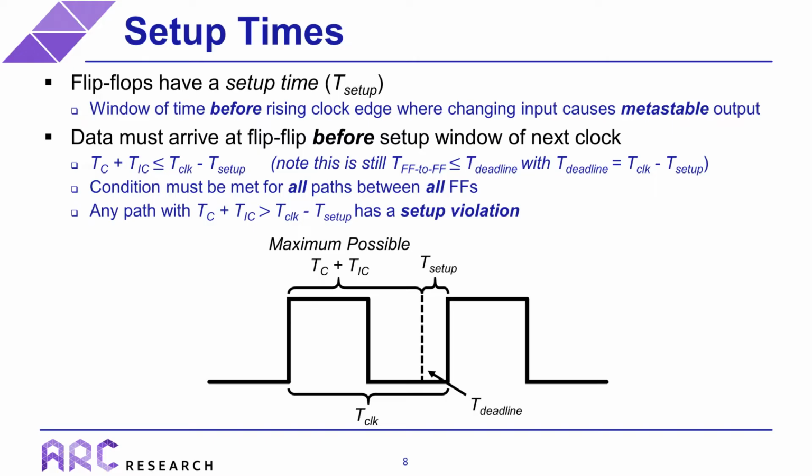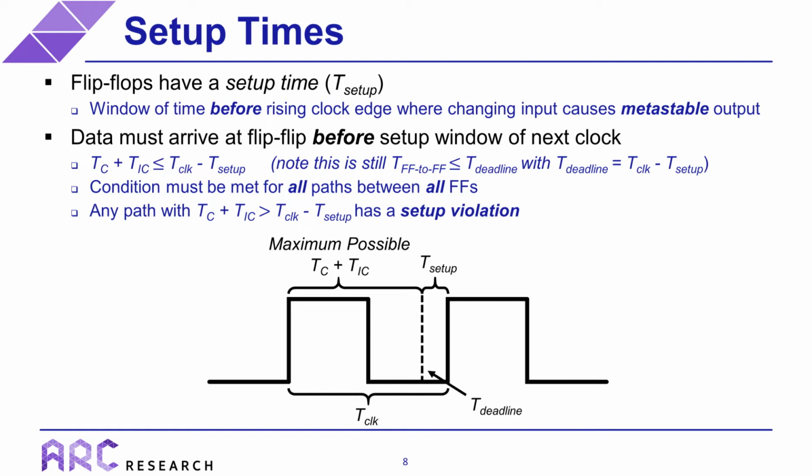Basically, we need to ensure that for all paths between all pairs of flip-flops, the summation of the cell delays and interconnect delays along each path is less than or equal to the clock period minus the setup time. Now, if there exists any path that violates these conditions, then that path has what is called a setup violation that must be optimized to ensure correct functionality. Notice that this still fits our original goal definition of making sure that the delay between flip-flops is less than or equal to the deadline, but the difference now is that we redefined the deadline to subtract the setup time from the clock period. So these equations will continue to get more complex and to include more variables, but keep in mind, our goal will always be the same.